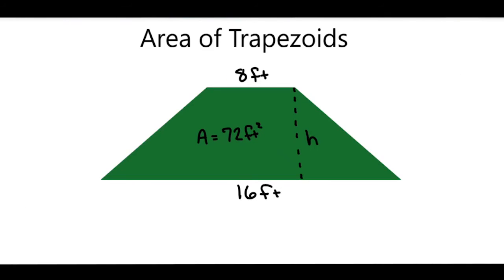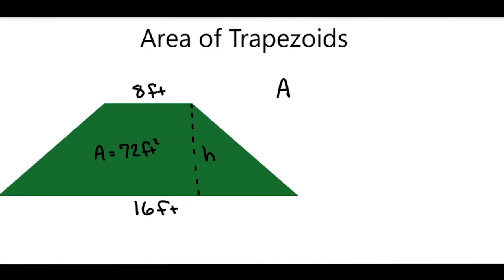So let's say we have a trapezoid, and I know that the area is 72 feet squared. And I also know that the lengths of the bases are 8 feet and 16 feet. But I don't know the value of the height. Well, remember that the area is equal to base 1 plus base 2 times the height divided by 2.